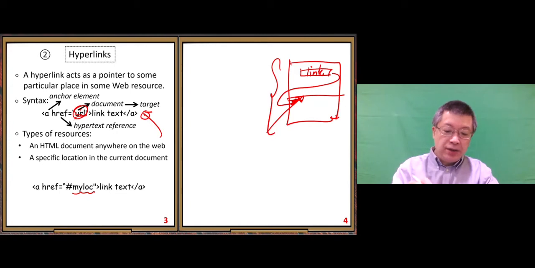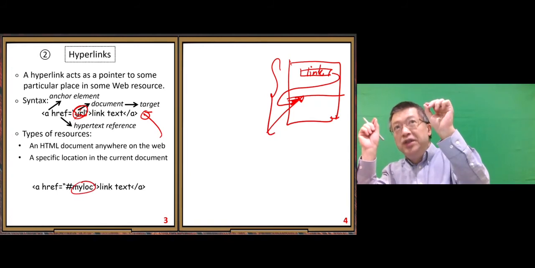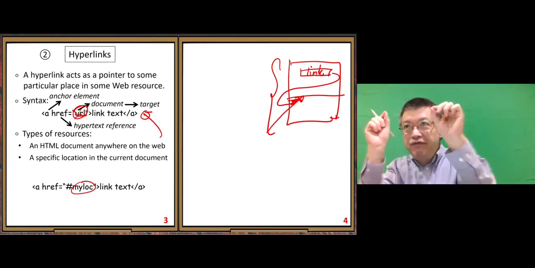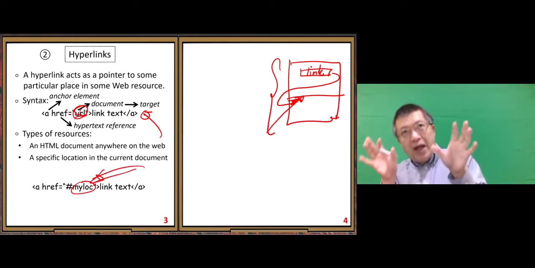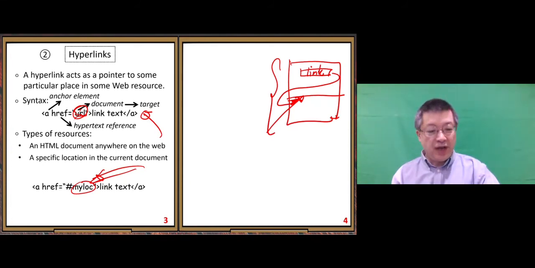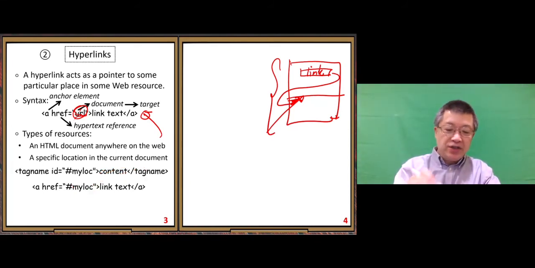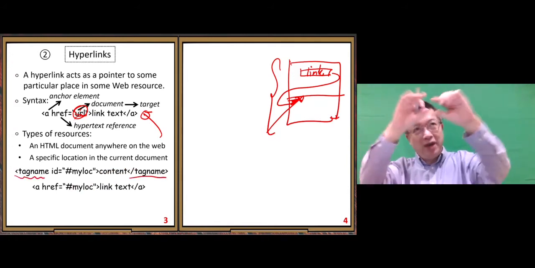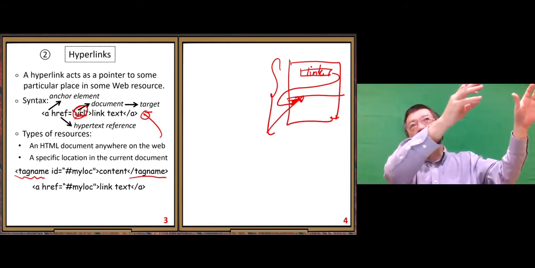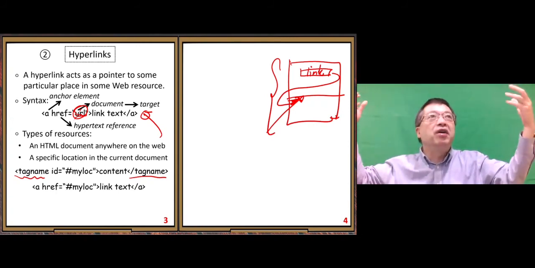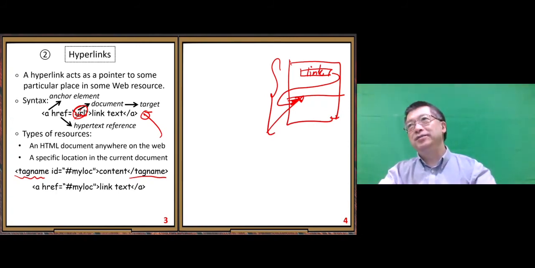But how do you get to this place? You need to set that location first. Before you can refer to this location, you need to set it. How to set it? You need to use some tag name. Any tag name is okay. If there is an existing tag at the right place, you just use that tag. If there is no existing tag, you can create your own tag.